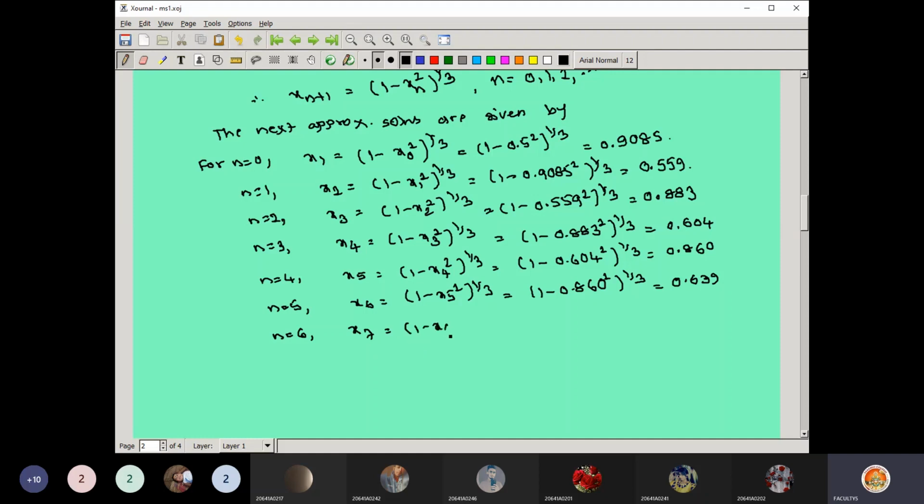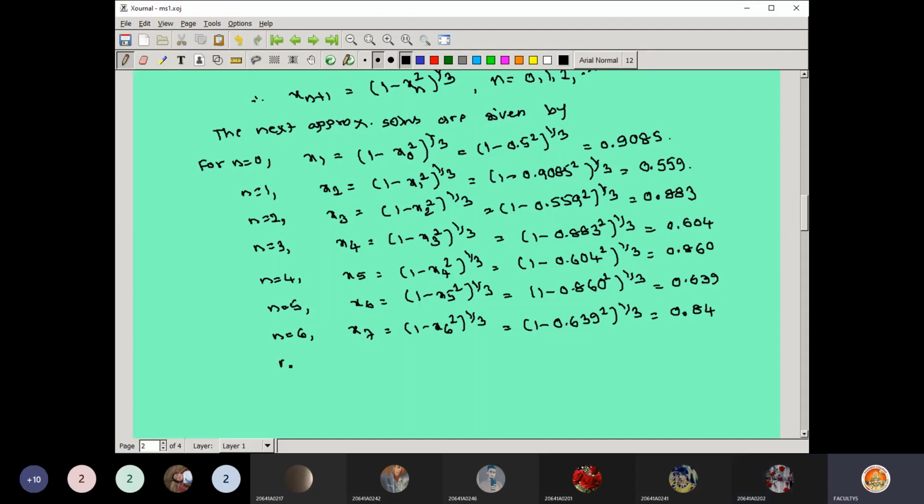x7 is (1 minus x6 squared) to the power 1 by 3. So 1 minus 0.639 squared, bracket close, power button 1 divided by 3. How much are you getting? 0.840. Okay, right. So again the answer is different.